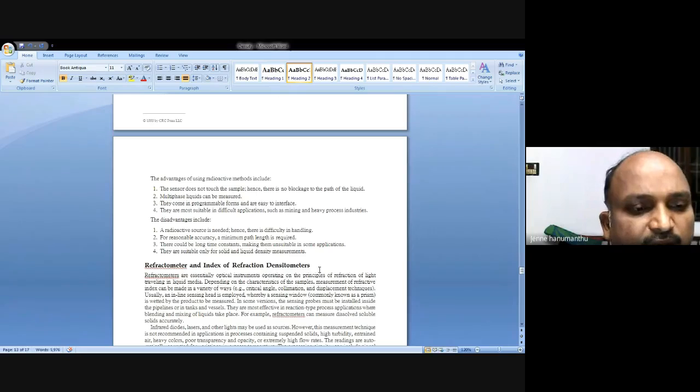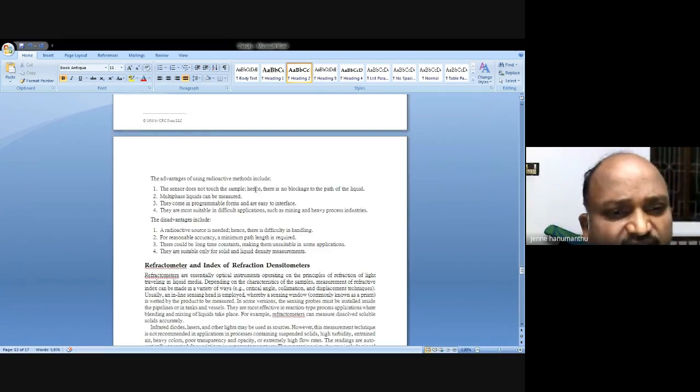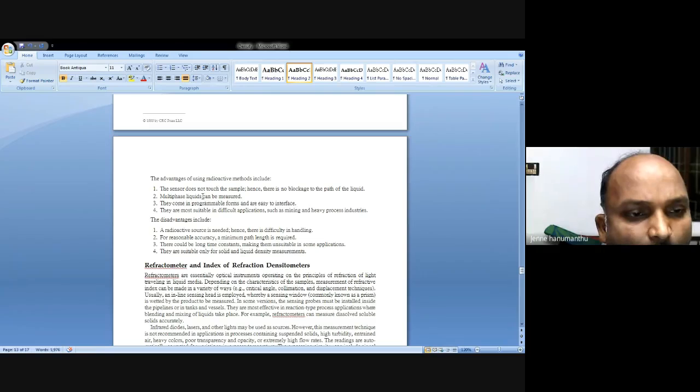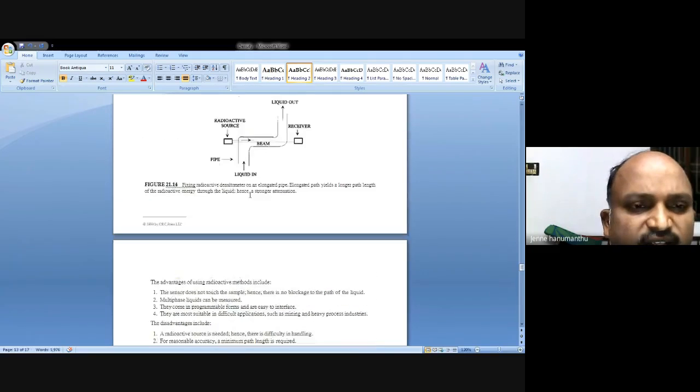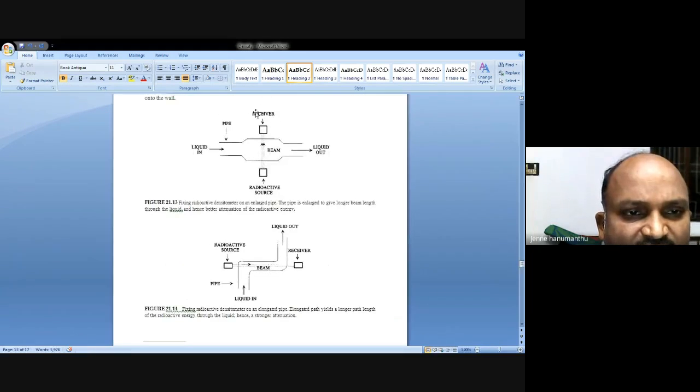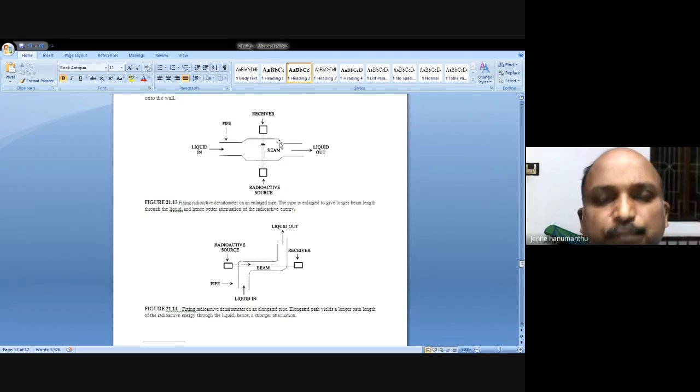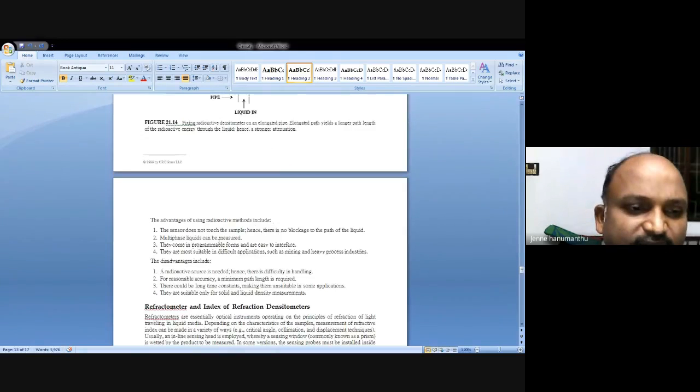There are some advantages with this radioactive method. The sensor does not touch the sample. The detector is the sensor, the receiver. Source and detector do not touch the pipe; they are far from the pipe. So the advantage is that it is contactless. Hence there is no obstruction to the path of the liquid, and multi-phase liquids can be measured.